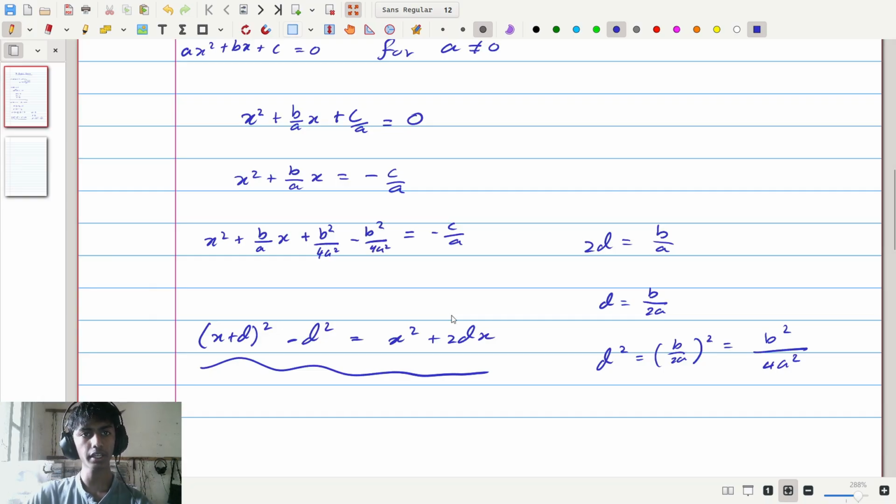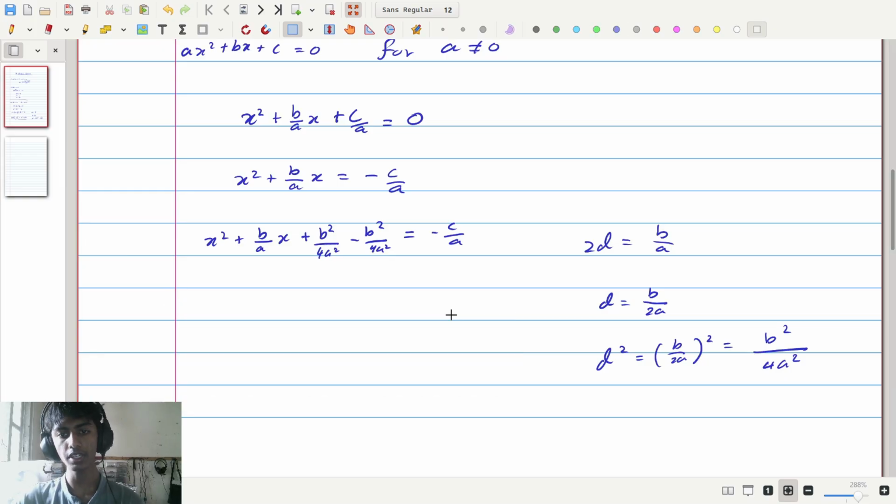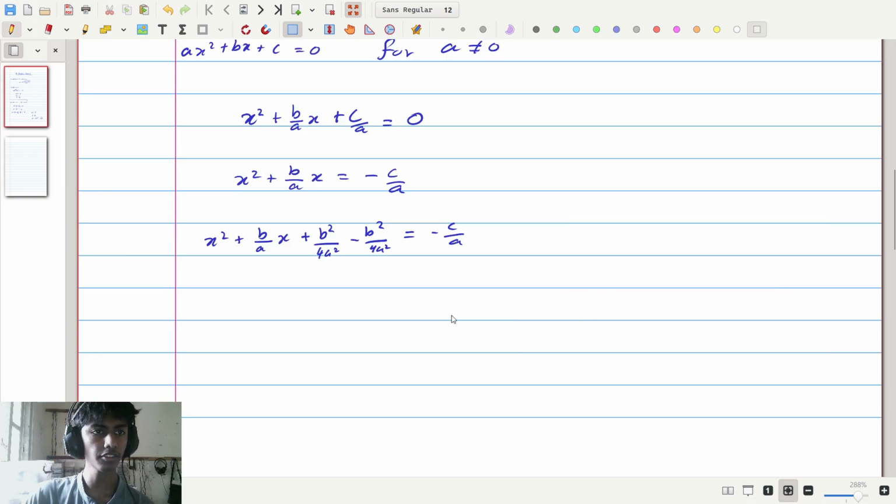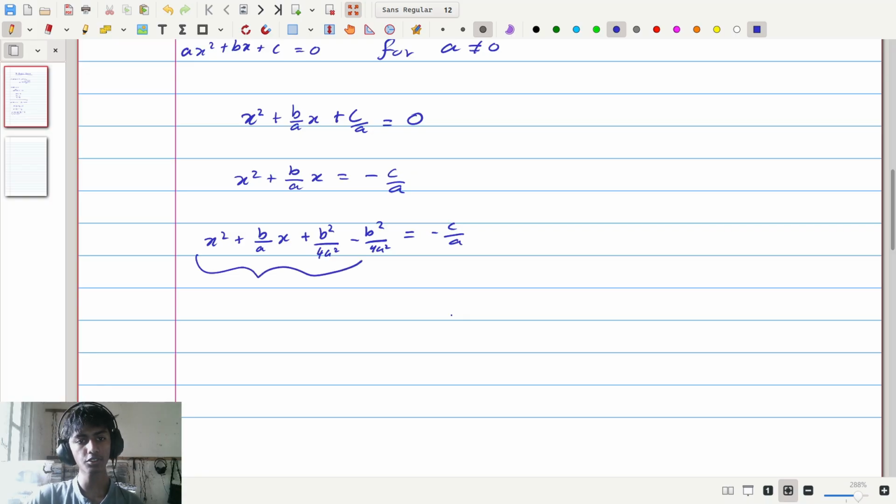I'm going to erase this scratch work and let's figure out what we just did. So here we are adding and subtracting the same exact value, which means we are doing nothing to the actual value of the left hand side. x squared plus b divided by ax is the same as x squared plus b divided by ax plus b squared divided by 4a squared minus b squared divided by 4a squared. So we already know that this part here, this x squared plus b divided by ax plus b squared divided by 4a squared, can be factorized into x plus d whole thing squared. So I apologize, x plus d whole thing squared, and then that extra minus d squared is this factor here.